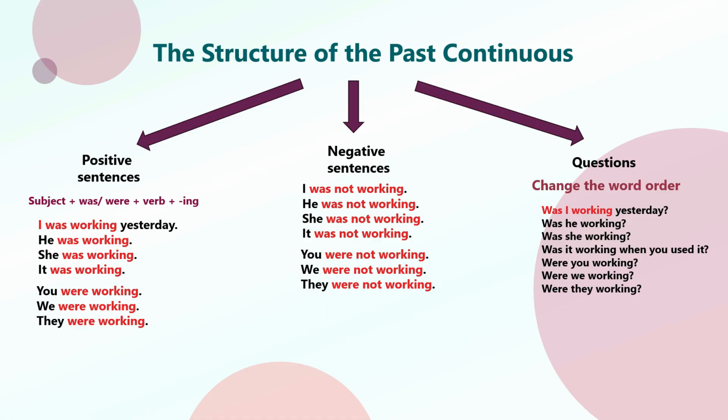And remember, if you want to add a question word like who, what, where, when, why, or how, just put it at the beginning. Where was he working? And remember, do not capitalize was or were in the middle of the sentence. That's basically the structure of the past continuous tense.